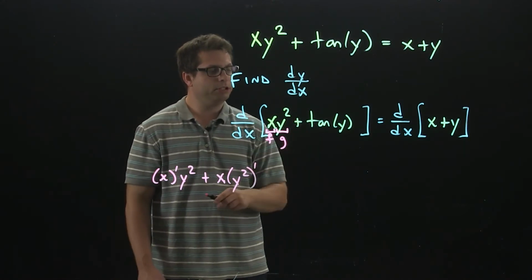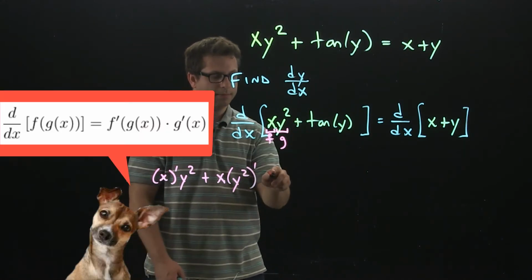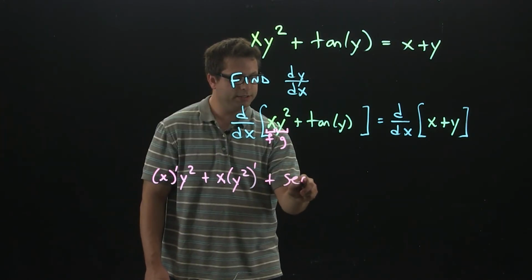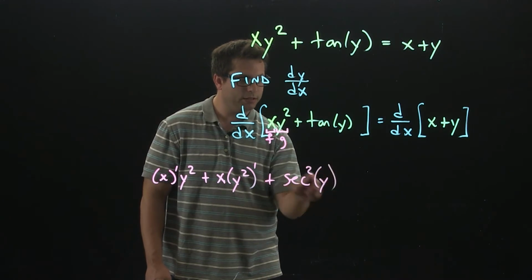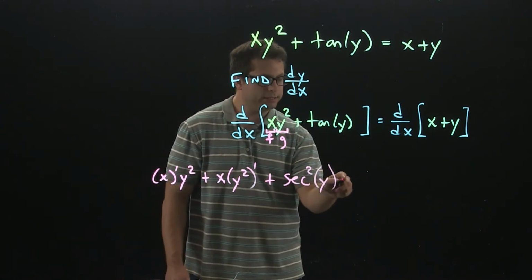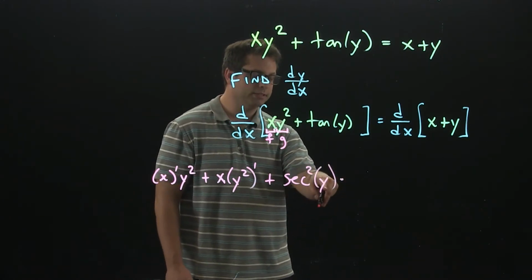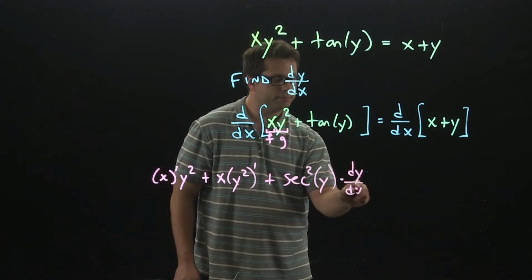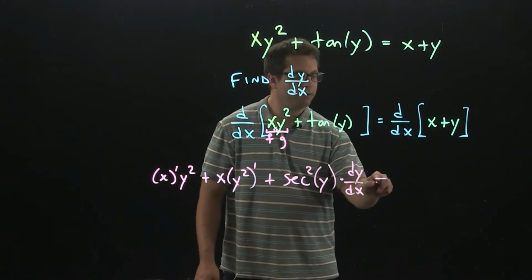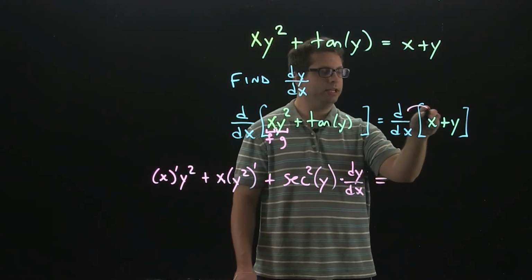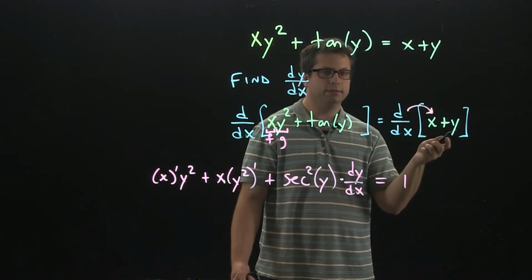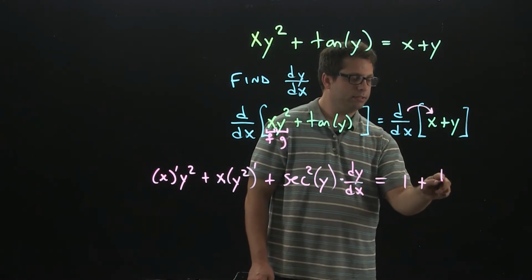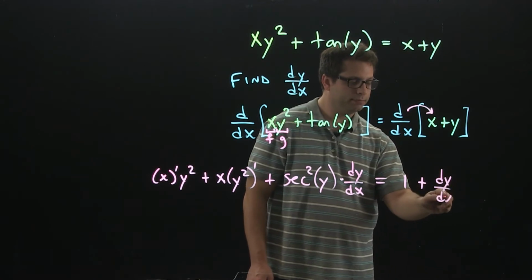All right, now I'm going to do the chain rule, which I put the rule up there. We're going to differentiate tangent, which is going to be secant squared. You then have to leave the inside alone. And the chain rule then says you have to multiply by the derivative of the inside. Well, the derivative of y is just dy dx. Now on the right-hand side, when you differentiate the x, that's just 1. And then when you differentiate the y, that's going to give me dy dx.